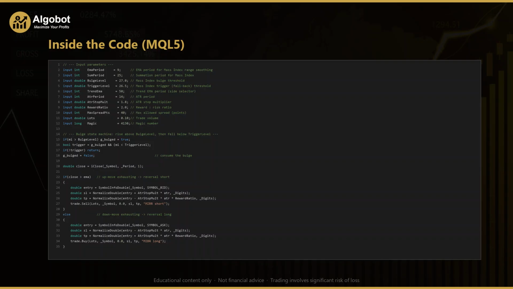Below the parameters is the bulge state machine. When the mass index, stored in the variable MI, rises above the bulge level, the G_bulge flag is set to true. The trigger then becomes true only when that flag is set and the mass index has fallen back below the trigger level. If there's no trigger, the function simply returns. Otherwise, the bulge is consumed.